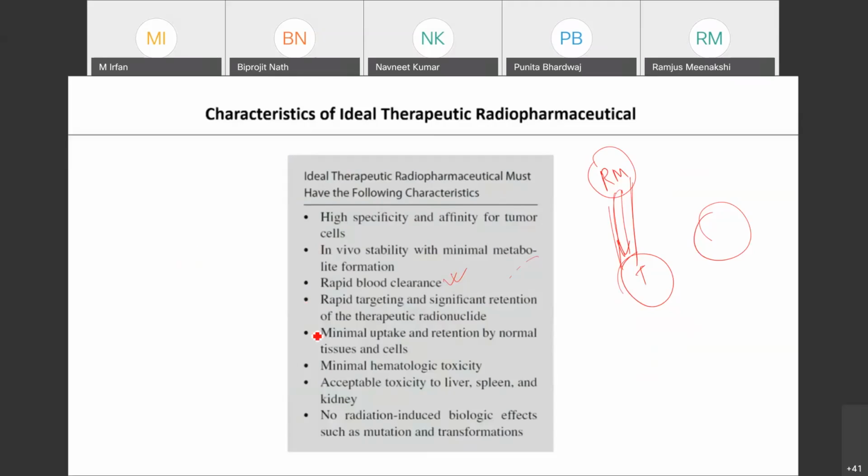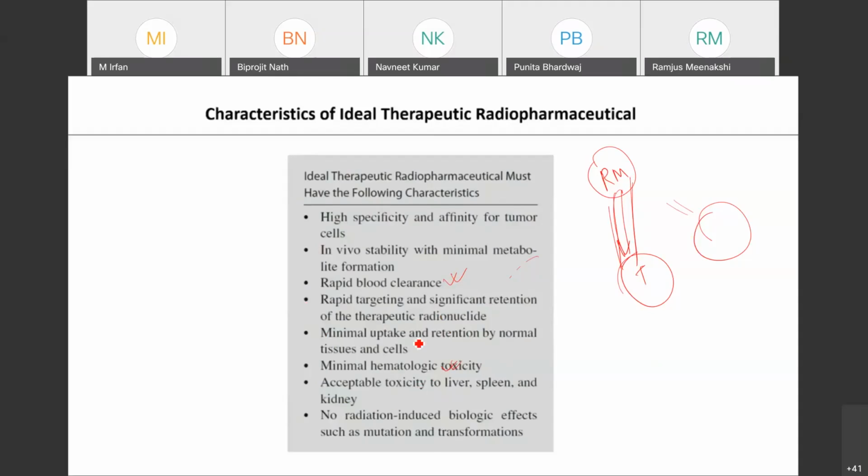And fourthly, minimal uptake and retention by normal cells. It's not the case that your metal will go and bind to normal cells and cause normal tissue toxicity, which you again don't want. And it must have minimal hematological toxicity and acceptable toxicity to liver, spleen, and kidney.